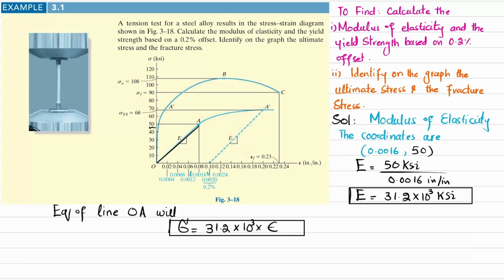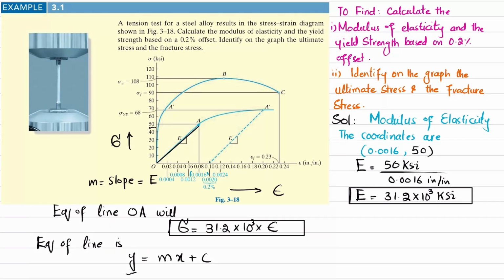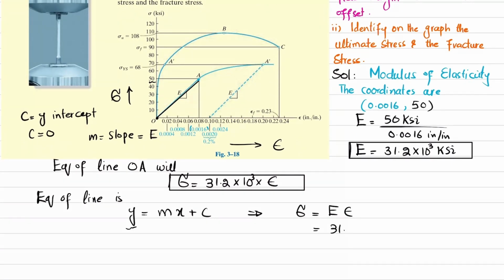How? Because we know that the equation of a line is y equals mx plus c, where y here is represented as stress and x represents epsilon. m is the slope, and the slope of this line we have calculated as E, and c is the y-intercept. Here c is equal to 0 because you can see it starts from the origin. So if I put y as sigma, m as E, x as epsilon, and c equal to 0, then E is 31.2 times 10 to the power 3 multiplied by epsilon, which will be the equation of line OA, the same as over here.